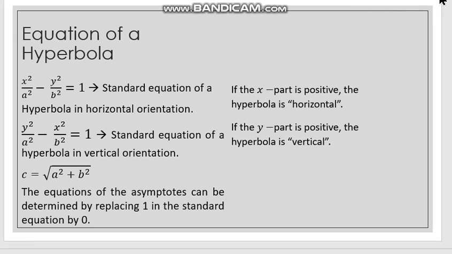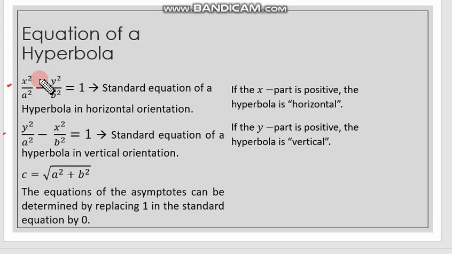Equation of a hyperbola. This is the standard equation of a hyperbola in horizontal orientation: x squared over a squared minus y squared over b squared is equal to 1. If our hyperbola is vertical, we will use y squared over a squared minus x squared over b squared is equal to 1. So take note, there is a difference from the ellipse. In the ellipse, this is addition, but here in the hyperbola, this is subtraction.